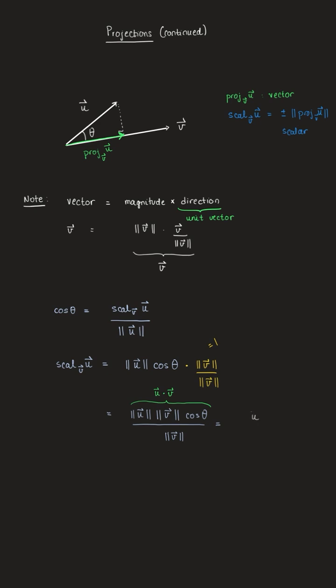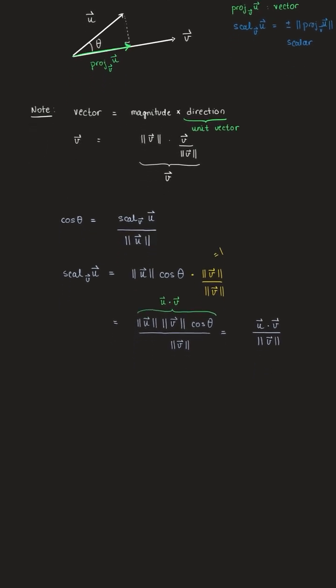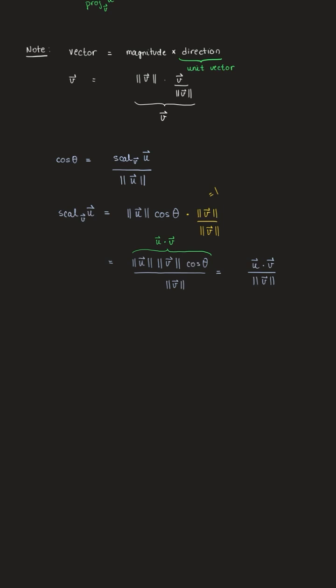So we can write this as u dot v divided by the magnitude of v. And it's kind of a nice expression for the scalar projection of our vector. So now we've got a formula: the scalar projection of u onto v is the dot product of the two vectors divided by the magnitude of the vector that we're projecting onto. So there is one derivation of the scalar projection of vector u onto v. And remember that this will give us a result that is a scalar.